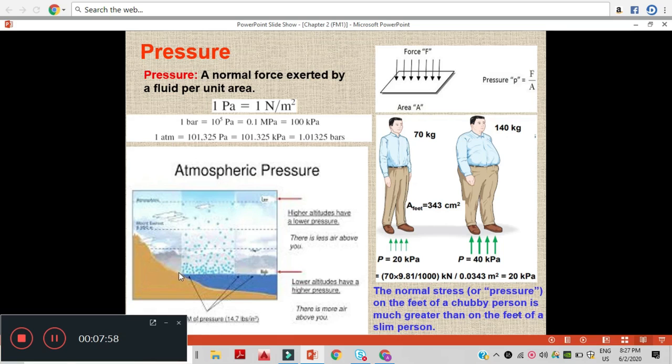If you are standing at this point, at lower altitude, that means you have more air on your head. So the pressure exerted by the air on your head is more, so you have more pressure at sea level. But if you go up on the hills, on the high mountains, you are bearing less air pressure. So as you go up, the pressure will decrease. So the higher altitude has a lower pressure, and the lower altitude has a higher pressure.